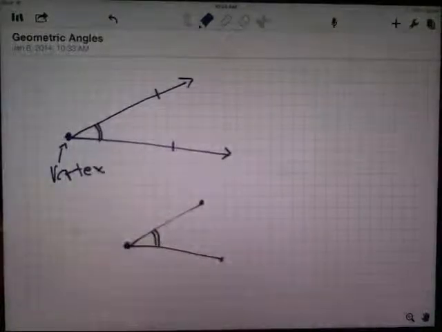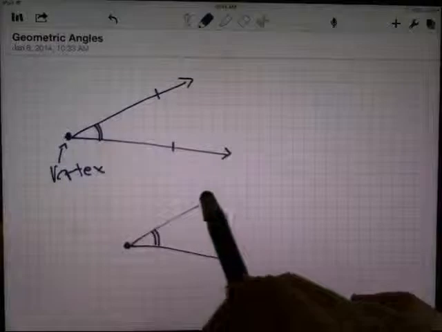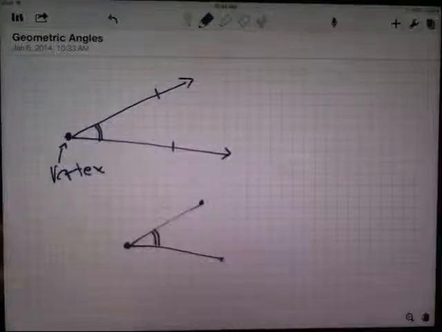But the geometric angle is just a static thing. It's this union of points sitting there in the plane. Next, we'll talk about rotational angles.